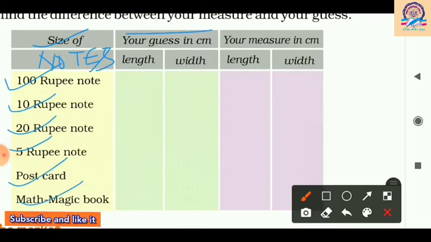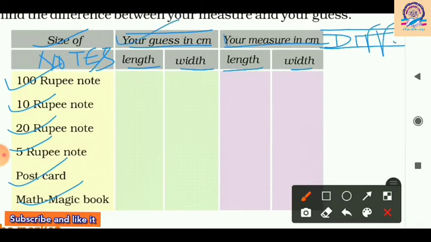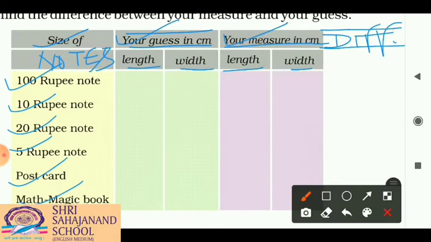Next, column of your guess in centimeter, length, width, and last, your measure in centimeter, length and width. And one more column we have to make here, and we have to write difference. Okay, what is the difference between our guess and the measurement that we actually found? So here we have a note of 100 rupee, 10 rupee, 20, then 5, then postcard, and last Math Magic book.